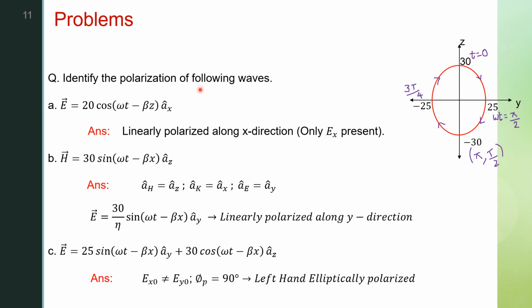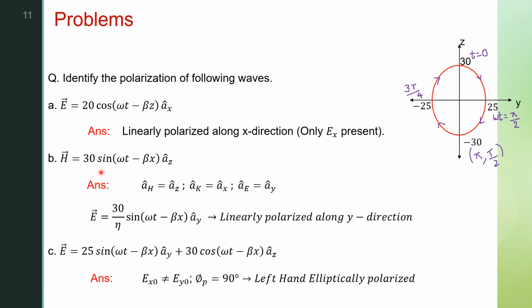So identify the polarization of the wave. First question: E is equal to 20 cos(omega t minus beta z) ax cap. Here we have only one component, only the x component is present. So it is very clear, it is linearly polarized along x direction.